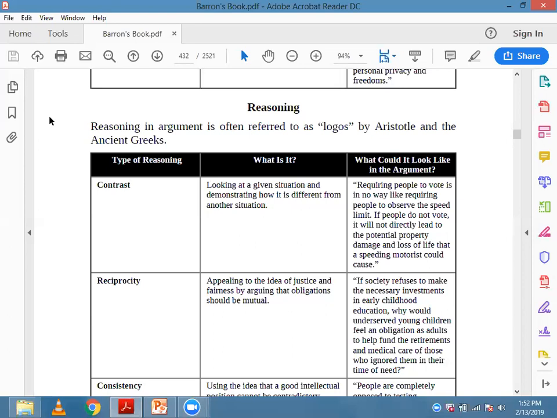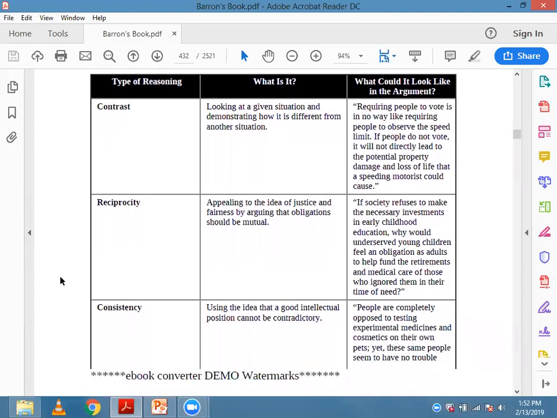Here, the example given is actually quite good. If society refuses to make the necessary investments in early childhood education, why would underserved young children feel an obligation as adults to help fund the retirements and medical care of those who ignored them in their time of need? Right? So if society refuses to invest in children, the children won't invest in the elderly when they grow old. So, lack of mutual obligation. That is what this argument is based on. Then we come to the third type, which is consistency.